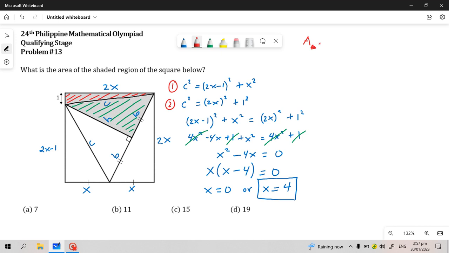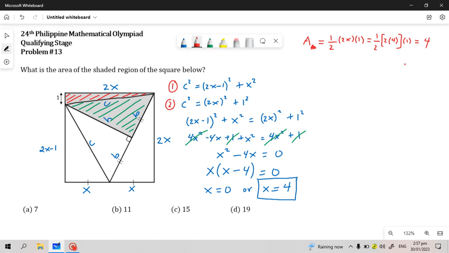Okay, so the area of the red triangle is just 1/2 times 2x times 1. So we have 1/2 times 2 times the value of x, and that's 4, and then times 1. Simplifying this, we get 4 square units. Okay, so we are done with the area of the red triangle.